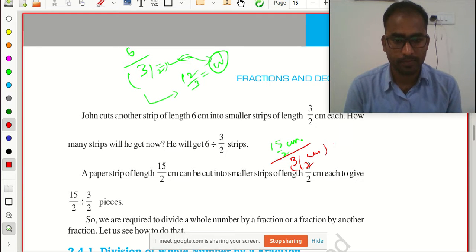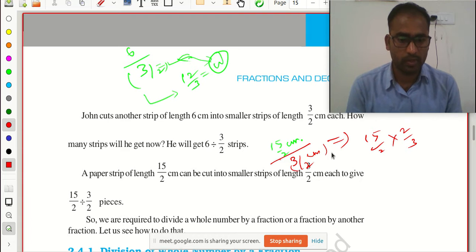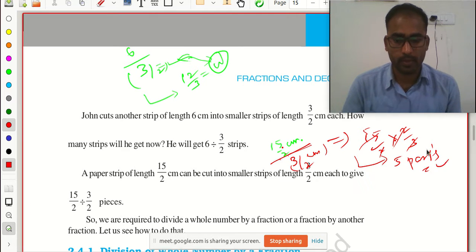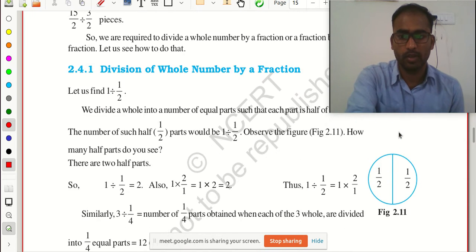So for that, here now I am going to divide 15 by 2. See how we are going to calculate this one. Just observe this one. How I am doing here. 15 by 2 is there. This division means here multiplication. Here for 3 by 2, I took the reciprocal. You need to observe here: 3 1 is 3, 5, so I will get a total of 5 parts. Clear? I will get a total of 5 parts.